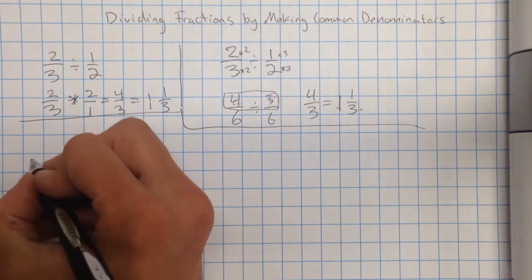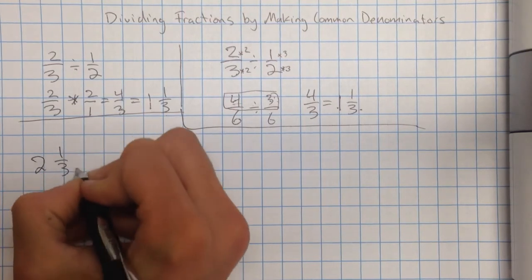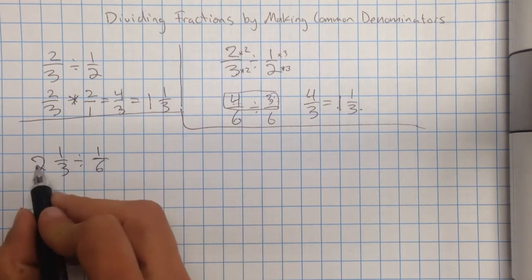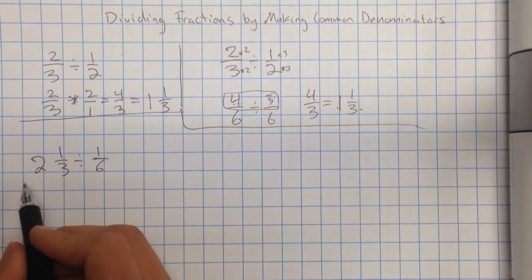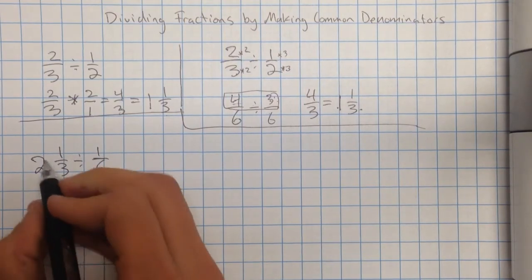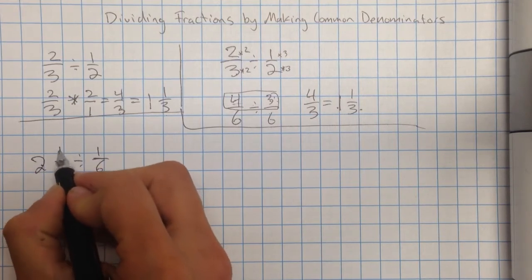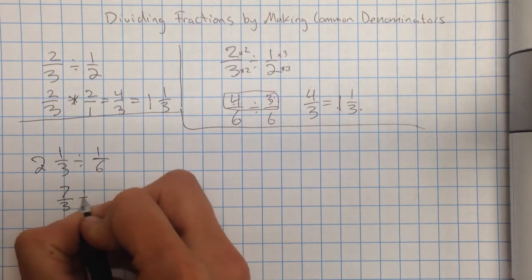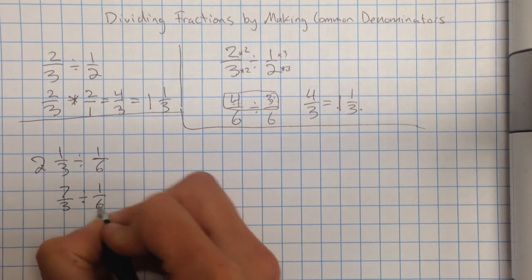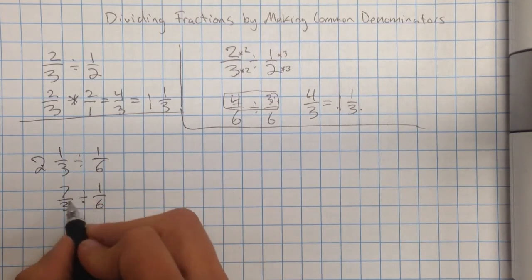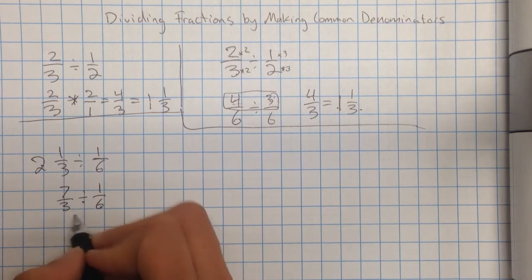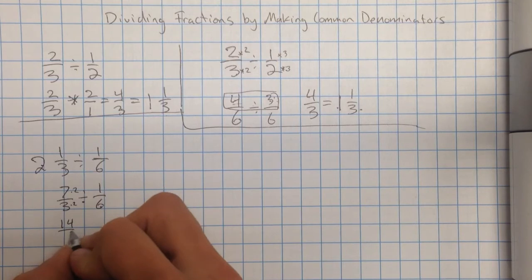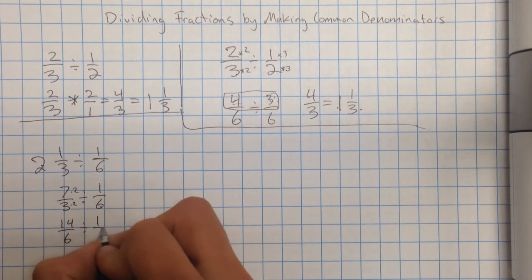So let's say we had something like 2 1/3 divided by 1/6. All right, I want to make a common denominator. Now, if I have a mixed number, I have to turn that into an improper fraction first. So 2 times 3 is 6, plus 1, so we can rewrite this as 7/3 divided by 1/6. I'm going to make my common denominator. I can turn 3 into 6, so I'm going to put times 2 and times 2. So 14/6 divided by 1/6.